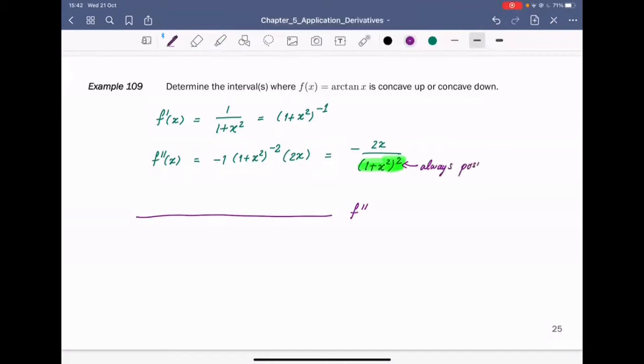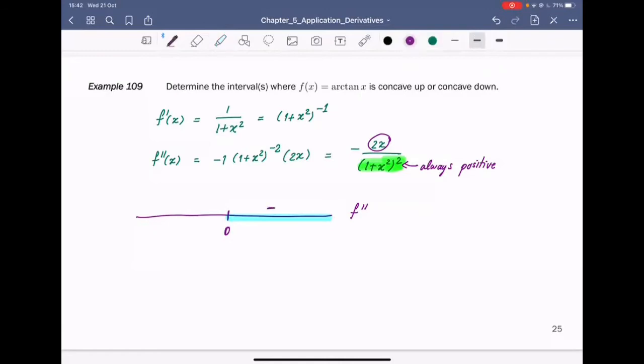Right? This is always positive because this is the square thing and the thing inside parentheses is positive. So you only have 2x on the top here. So the cutoff point is going to be the number 0, right? So when x is bigger than 0, that means 2x is going to be positive. Well, negative 2x over 1 plus x squared is going to be negative.